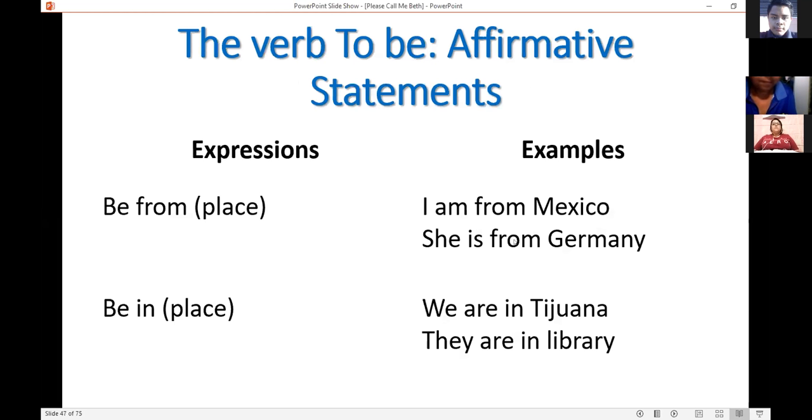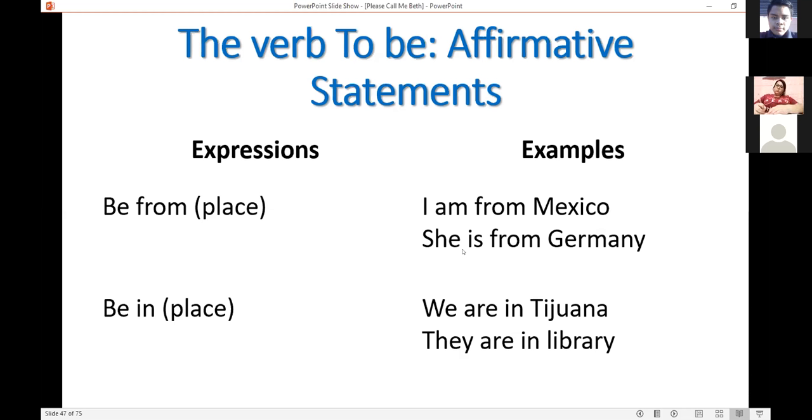Okay, let's see, Max, can you read this chart, please? Okay. Wait, the bird, sorry, my bad. Now? Yeah, go. Okay. The verb to be, affirmative statement, expression, example. Be from place, I am from Mexico. She is from Germany. Be in place, we are in Tijuana. They are in the library. Very good, thank you. So, affirmative statements. Do you know what is a statement? Does anybody know what is a statement in Spanish? What does it mean? Oraciones. No, oraciones son sentences. Afirmaciones, yes, afirmaciones. O aseveraciones. Algunos le llaman aseveraciones o afirmaciones.